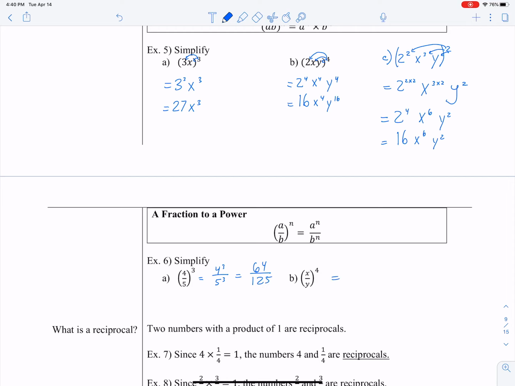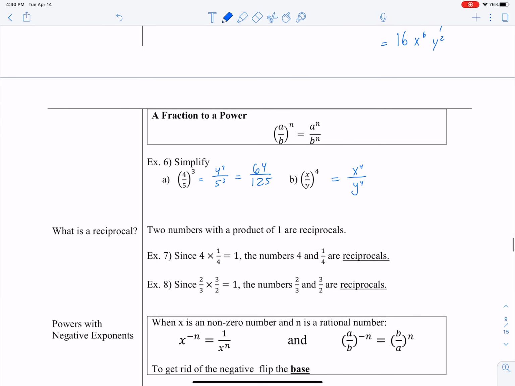Here's another one with just letters. So this 4 is going to multiply on the x, and it's going to multiply on the y. So you get x to the 4, y to the 4. So the last rule that we're going to learn today is powers with negative exponents.